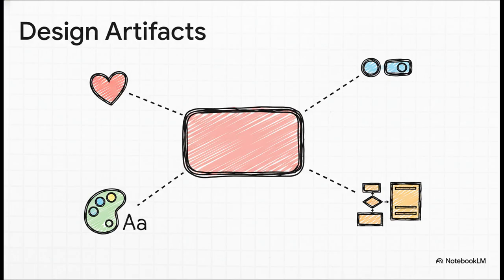From there, we get the actual UI components, those little building blocks. And finally, you have the pattern library, which shows you how to combine those blocks to solve common problems, like a search bar or a checkout flow.